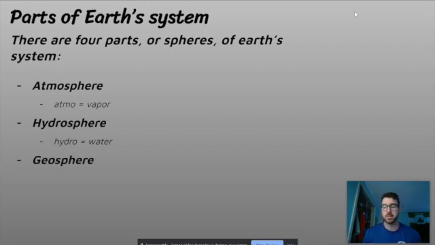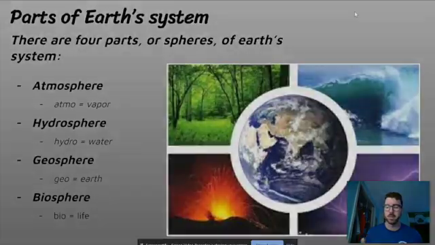Our third sphere is the geosphere. We've probably heard of geocaching, where people hide things in certain places. The root geo just means earth. So the geosphere consists of all the quote unquote earth on Earth, like rocks, things of that nature. And the final sphere, which you may not have heard of before, is the biosphere. Bio means life, so this is where living organisms live.